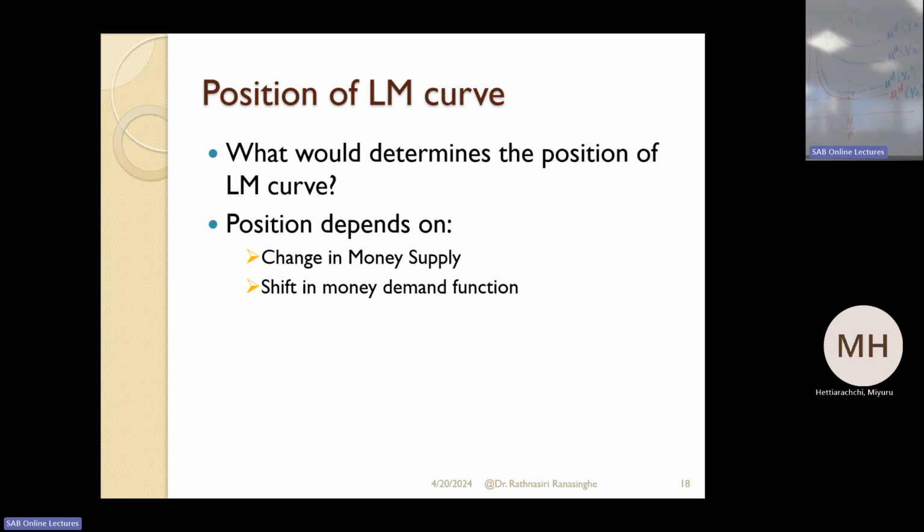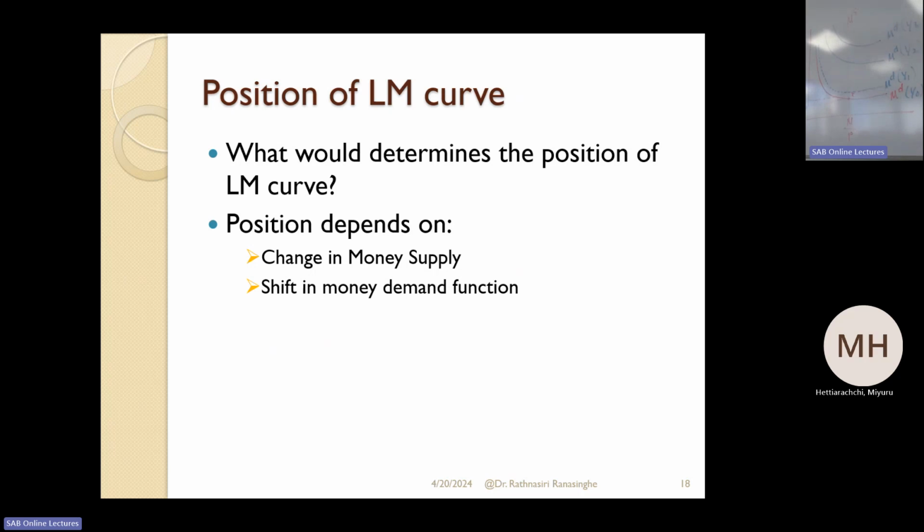If there is a change in the autonomous money demand, what happens? That will shift the LM curve to the right or left. The other factor is the exogenous variable, money supply. If there is a change in the money supply, that also shifts the LM curve to the right or left. So those are the shifting factors.